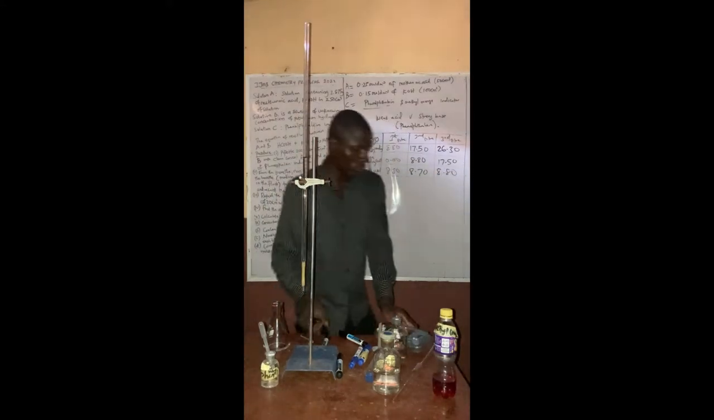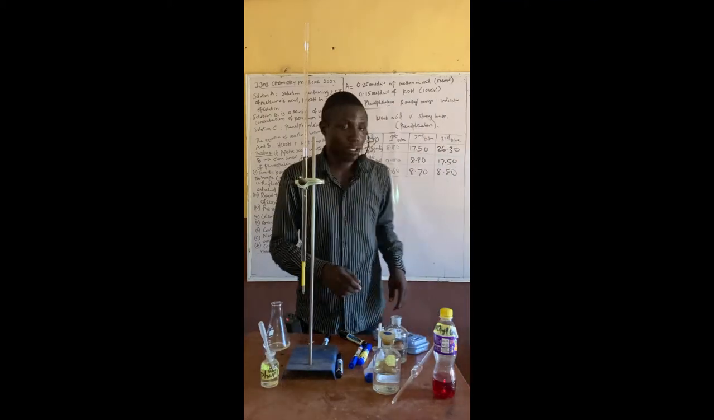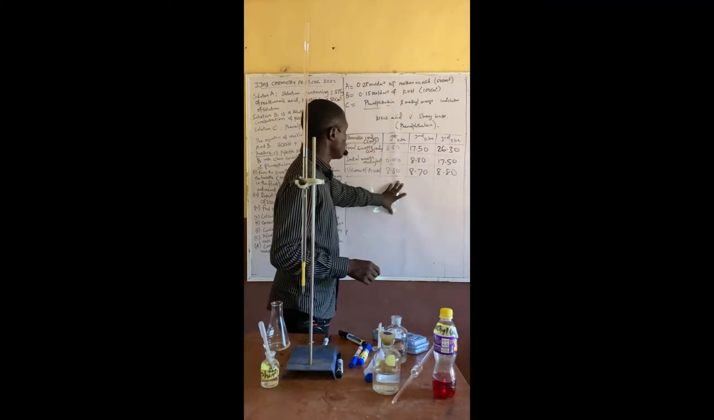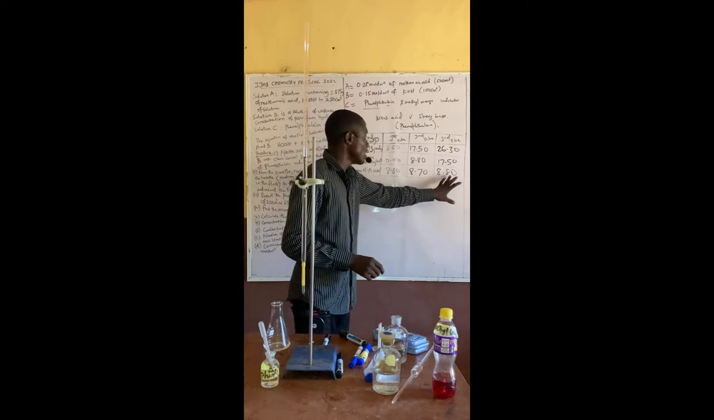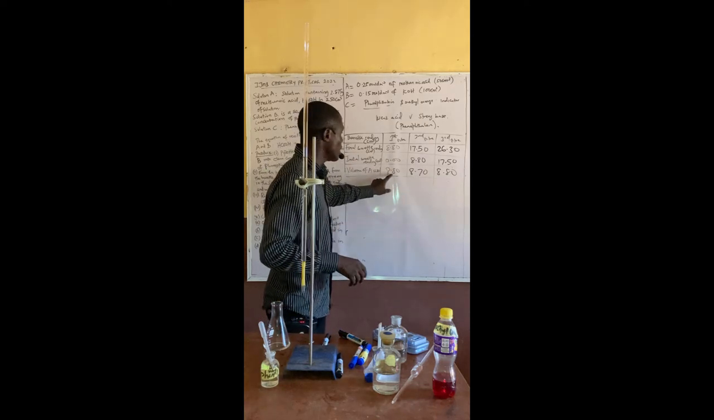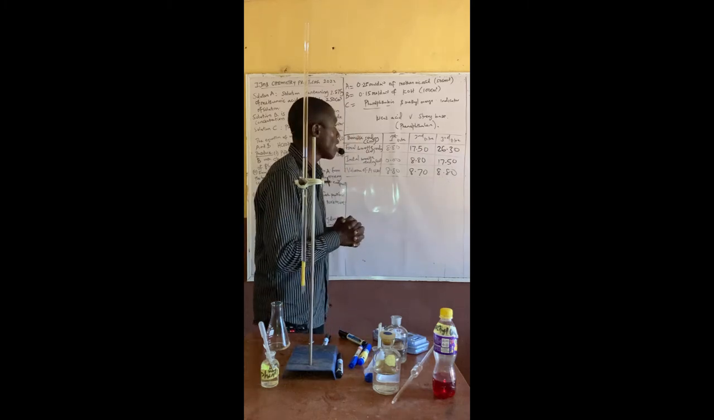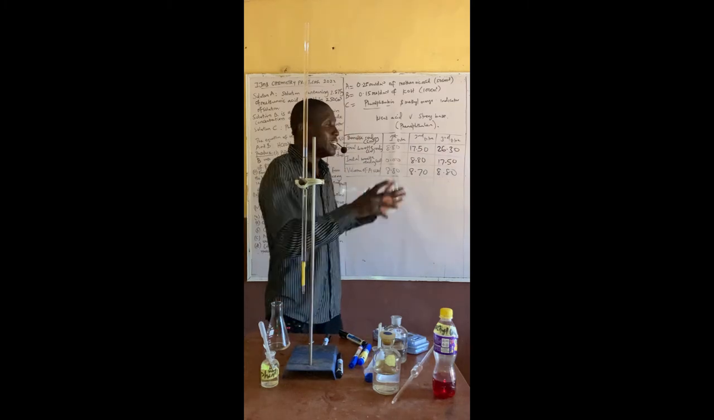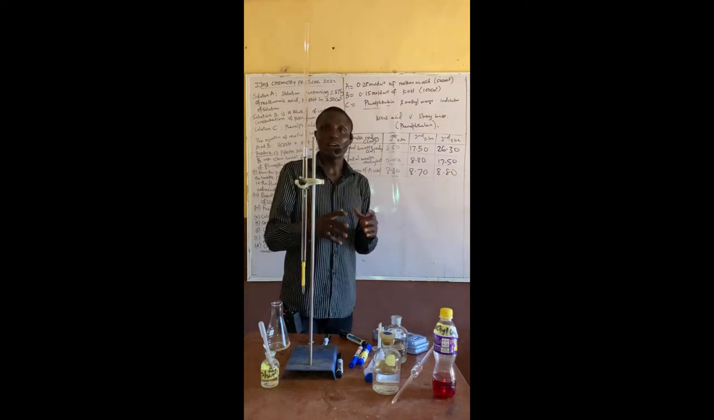We have concordant values, which is what? 8.80, 8.70, 8.80. So all these values are very, very concordant. So ensure that you also have concordant values when you are titrating. This is not the acceptable titration value for all centers.